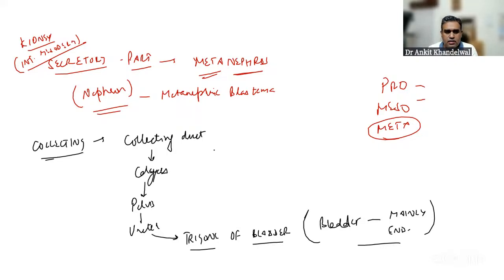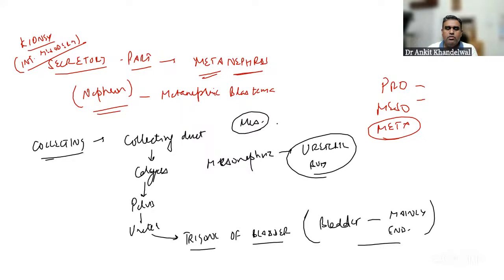So this whole system of collecting duct and all that is coming from the mesonephric duct. We have a component known as the ureteric bud. It is again mesodermal only, but you have to understand that these two are different things. They both fuse and they form the kidney. Normally, it doesn't happen that they don't fuse.